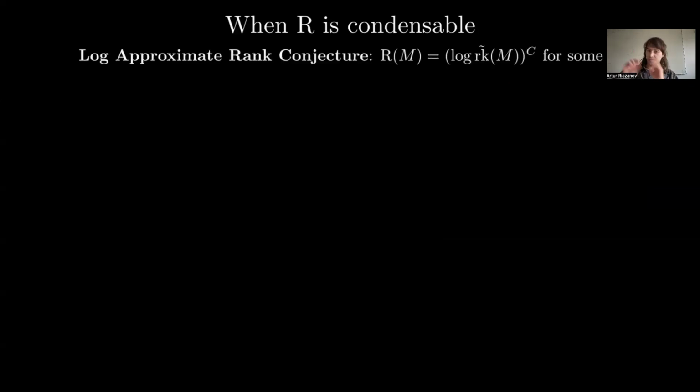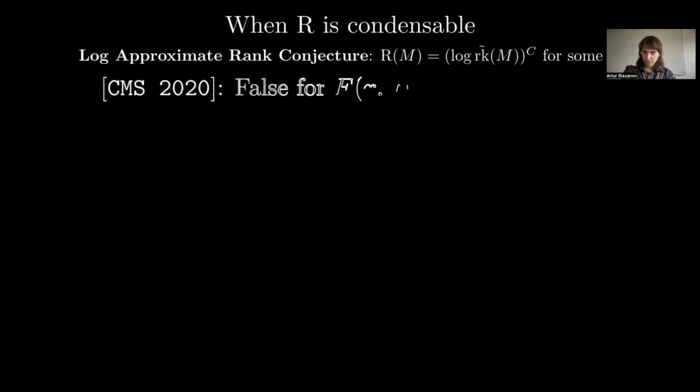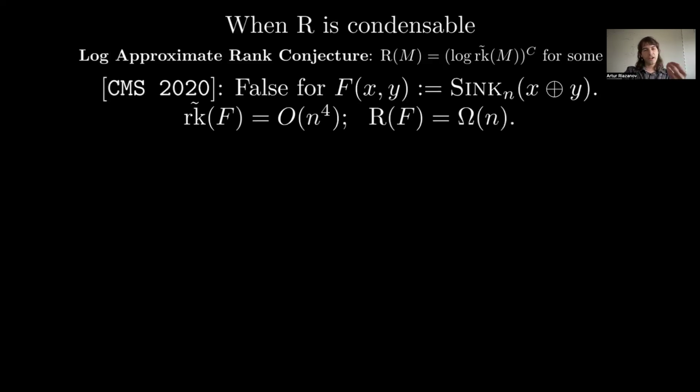There was also the log approximate rank conjecture, which related randomized communication with approximate rank, which is an appropriate notion for this inequality, which I'm not going to define. Okay, but the log approximate rank conjecture was disproved pretty recently with a very simple function. The function is sink of XOR. Alice and Bob both have inputs, they XOR them bit by bit, and they compute the sink function on this XOR. This function has communication complexity linear in the number of nodes in the graph, but approximate rank for this function is very low. It's polynomial. So log of this rank is much smaller than randomized communication.